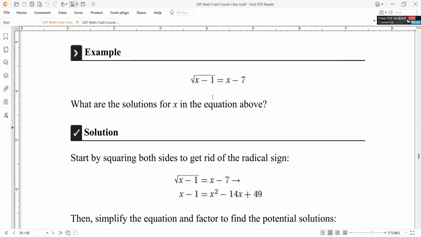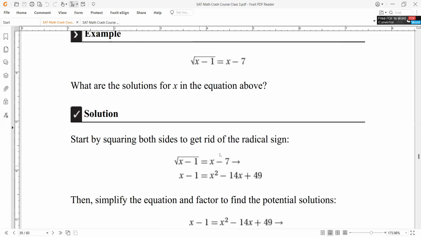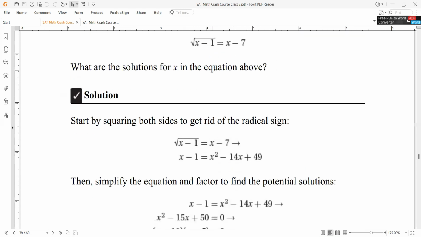In the context of mathematics, we are squaring the left side and the right side of this equation. After we square the root of x minus 1, we get x minus 1, because the root is cancelled by the squaring. Are you understanding what I'm talking about?